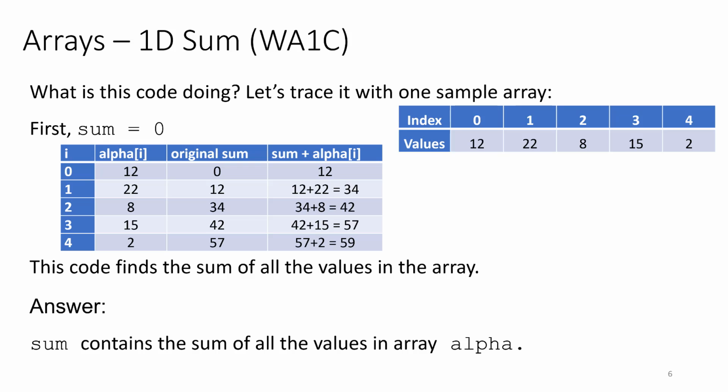For this code, each value in alpha is added to the sum one at a time to come up with the total of all of the values in the array, or the sum. That is the end of this worked example.